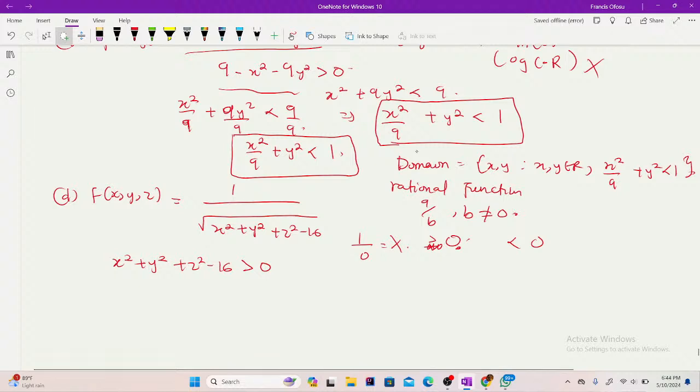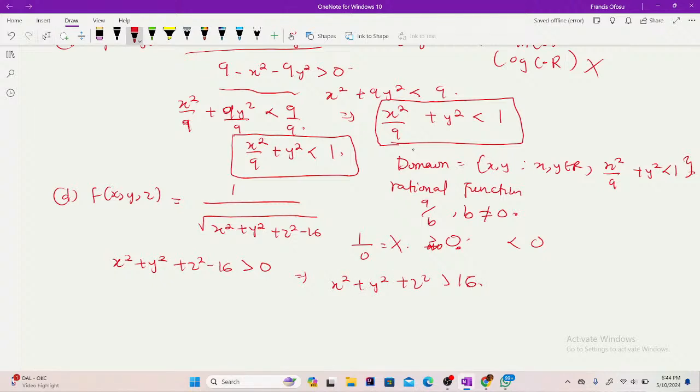So our simple domain is x squared plus y squared plus z squared is greater than 16. So this is an equation of a sphere with a radius of, sorry, a radius of 4.